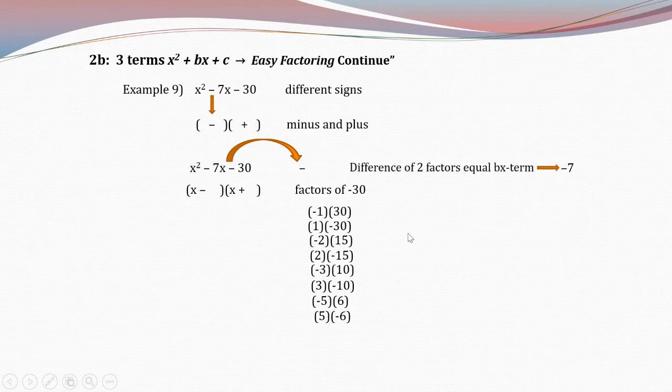This will be positive 29. Negative 29. Positive 13. Negative 13. Negative 3 plus 10 will give me 7. And negative 7. This will give me 1. And negative 1.